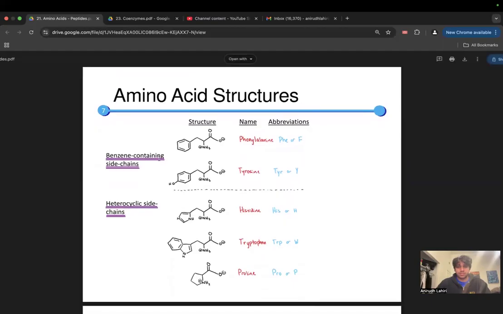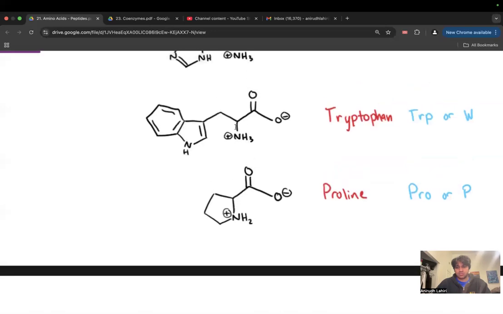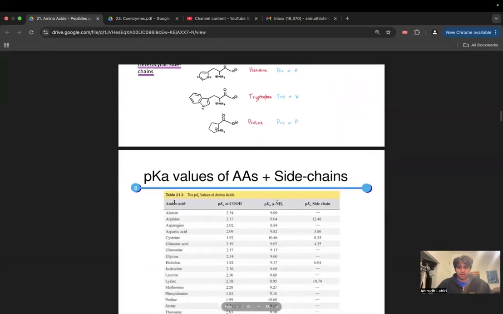Amino acid structures, benzene containing side chains, phenylalanine, tyrosine, heterocyclic side chains, histidine, tryptophan, proline. Cool. And like I was saying earlier, proline is the only one that doesn't have the exact structure, because it really is the same structure in that we have a carboxylic acid and then we have an alpha amino group. It's just that we have a secondary amine versus all the other ones are primary amines, just because proline likes to be different, right? And this introduces a lot of issues associated with things that we're going to talk about later on. But again, as always, we'll get to that when we get to that.